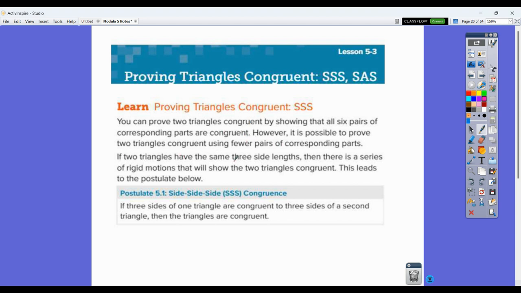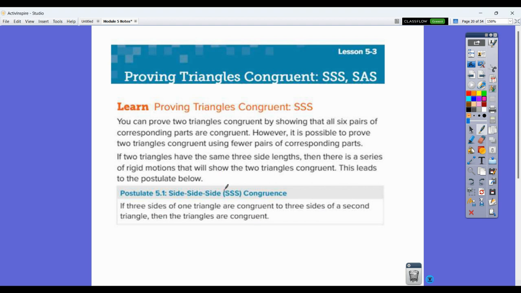If two triangles have the same 3 side lengths, then there is a series of rigid motions that will show the two triangles are congruent. This leads to this postulate below. It's the side, side, side congruence postulate. If 3 sides of one triangle are congruent to 3 sides of a second triangle, then the triangles are congruent.